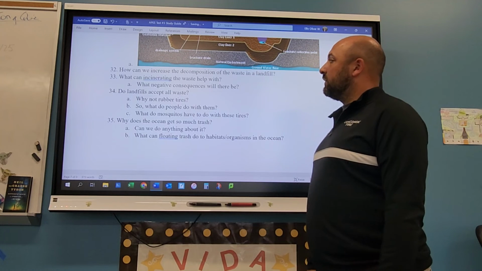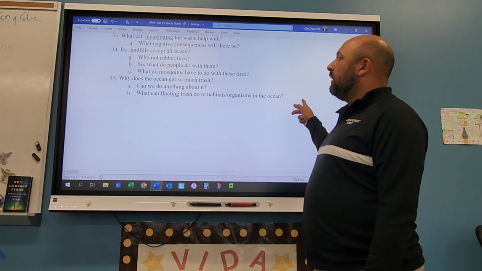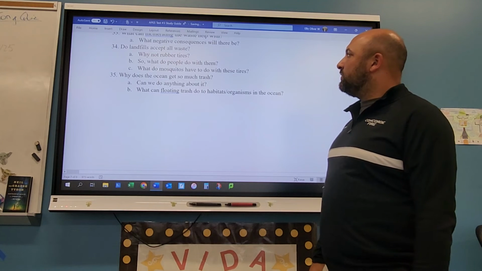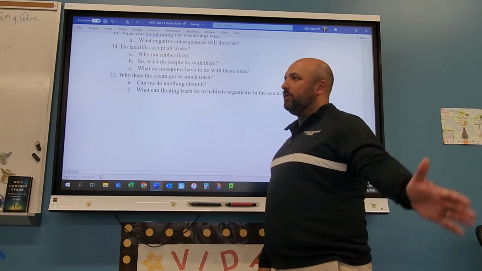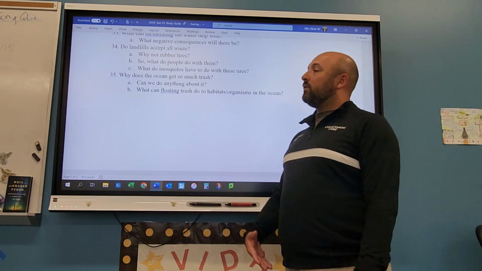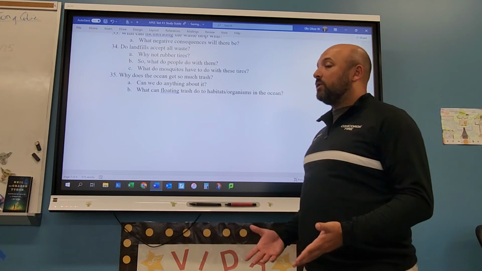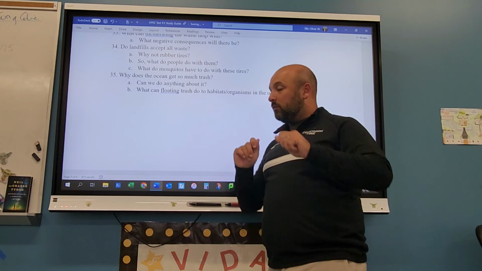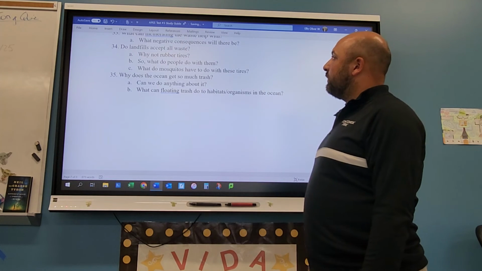And so mosquitoes, they come back in force. Why does the ocean get so much trash? Can we do anything about it? Well, all the stuff that we have on land gets washed into the streams and rivers. Rivers all lead to the ocean, so all our trash ends up in the ocean. And you remember that turtle, that poor little turtle had that thing pulled. Okay, can we do anything about it?